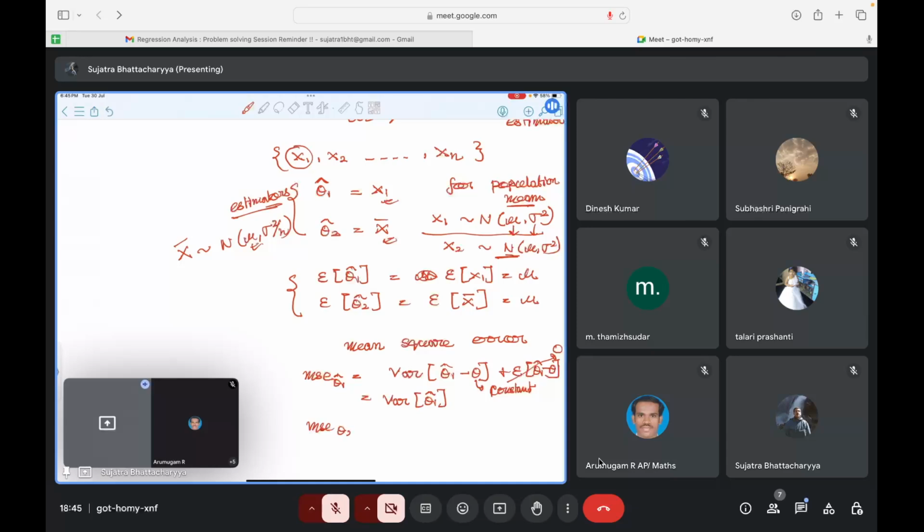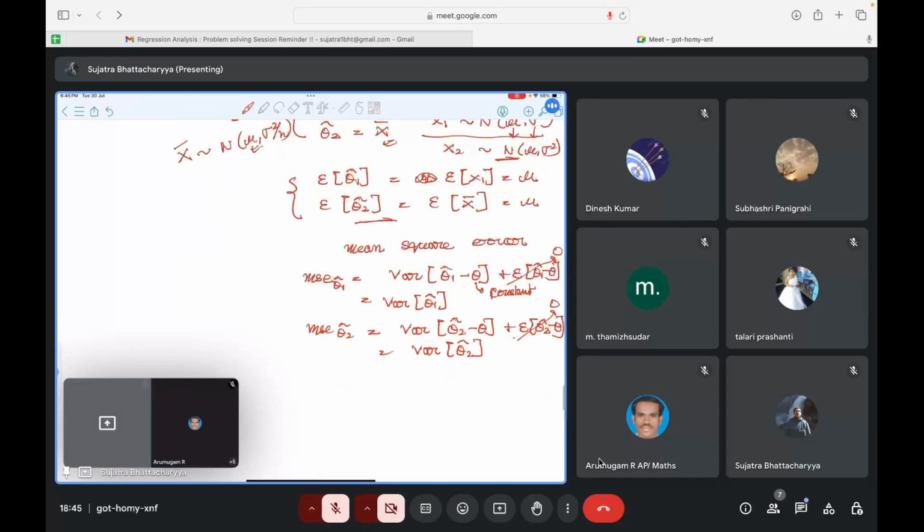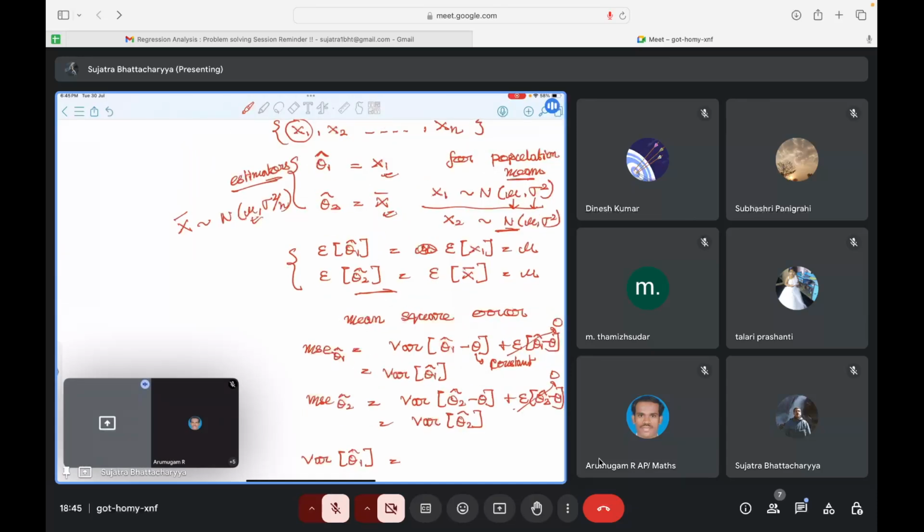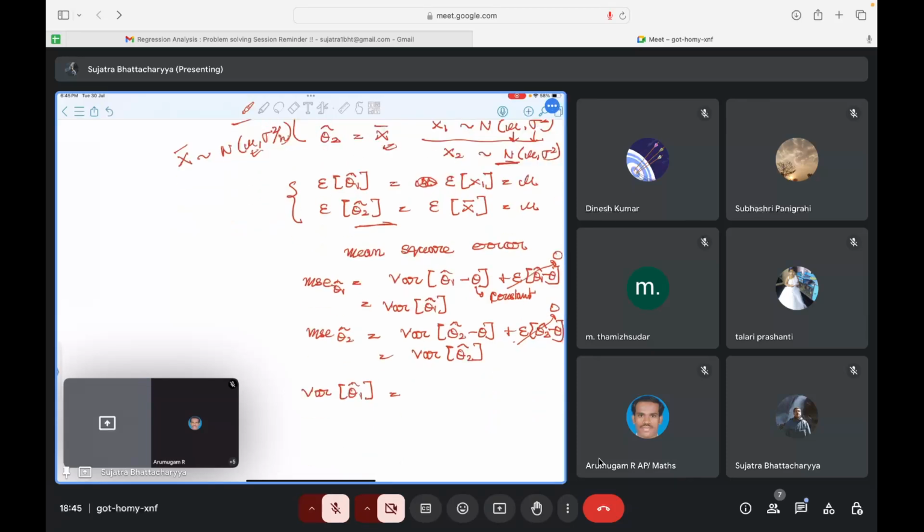Similarly, MSE of theta 2 cap. By the same definition, it is theta 2 cap minus theta and E of theta 2 cap minus theta. Again, theta 2 cap is also an unbiased estimator, so this is also 0. And this theta is constant. So it becomes variance of theta 2 cap. Right? So what is variance of theta 1 cap? I know from the distribution that what I have taken as theta 1 cap is x1. So variance of theta 1 cap is variance of x1. What is that from the distribution? Sigma square.